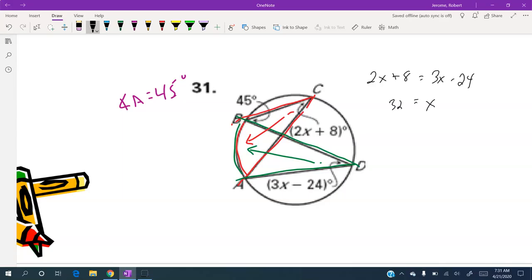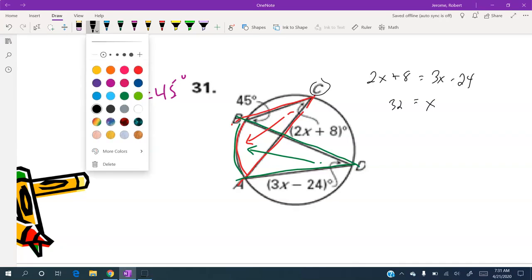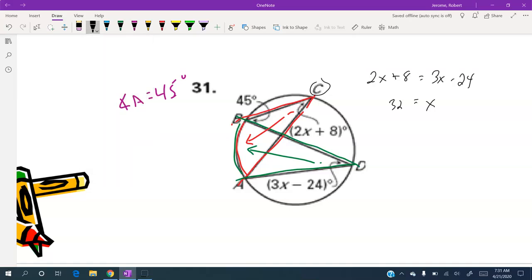And now, since we were asked for angle C, we're going to plug that in. And we have 2 times 32 plus 8. So 64 plus 8, 72 degrees. Okay. All right, awesome work, guys. We're going to finish the notes tomorrow, so we're going to stop there, and you can do your assignment now.